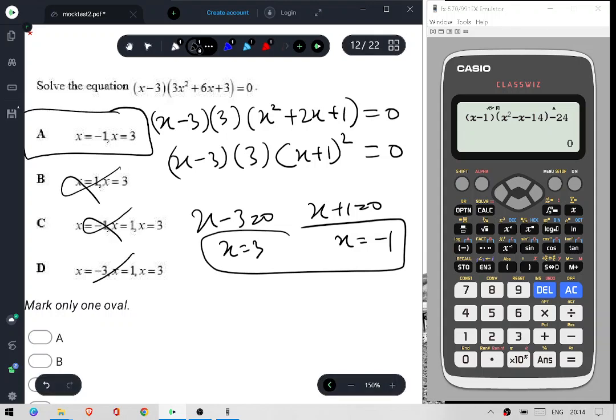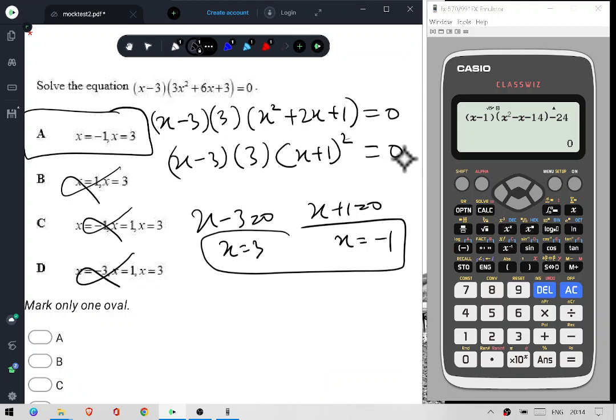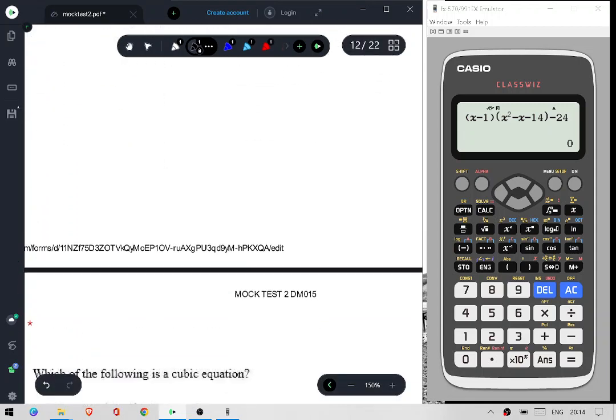This is not, this is not, this is not. Okay. Even though x plus 1 ni ada 2 kurungan, tapi when we equal to 0, we just get one value of x. Okay, next.